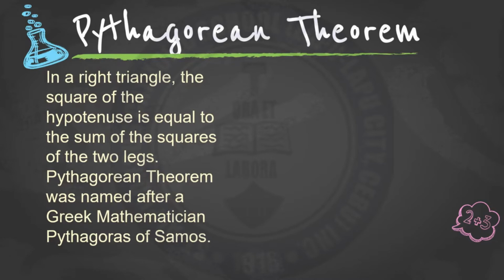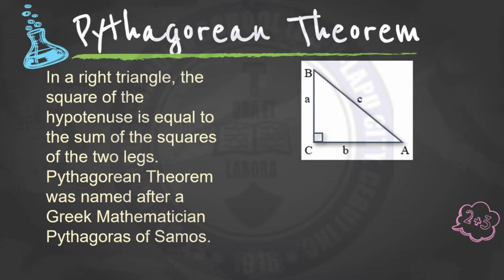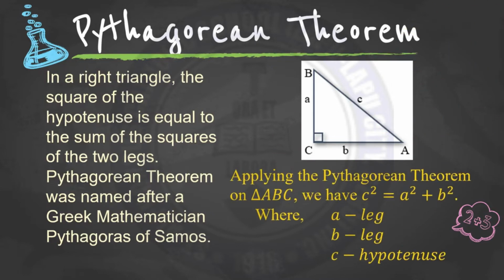The Pythagorean Theorem was named after a Greek mathematician, Pythagoras of Samos. In this figure, C is represented as the hypotenuse while A and B are represented as the legs of this right triangle. So we could say, by applying the Pythagorean theorem on triangle ABC, we have C squared is equal to A squared plus B squared, where A and B are the legs and C is the hypotenuse.